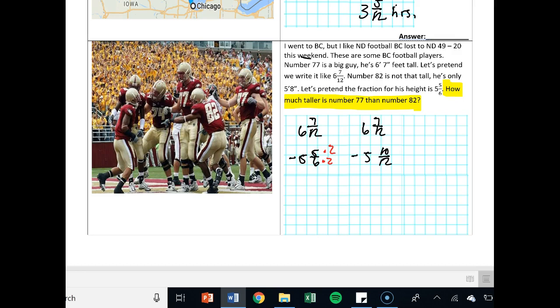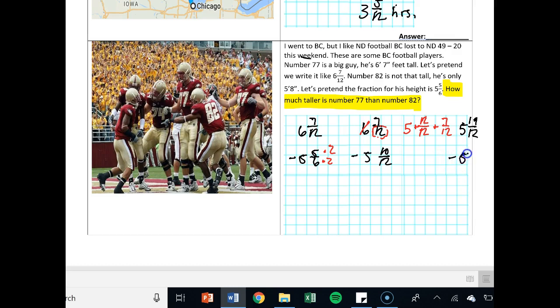And I'm going to borrow 1 whole, and what 1 whole is determined by my denominator, right? So if I borrow 1 whole, this becomes 5 plus 12/12 plus 7/12, right? The 1 whole that I borrowed is a fraction of 12/12. I add it, and that now becomes 5, and 12 plus 7 is 19/12. So yes, that's an improper fraction, but now I can subtract.